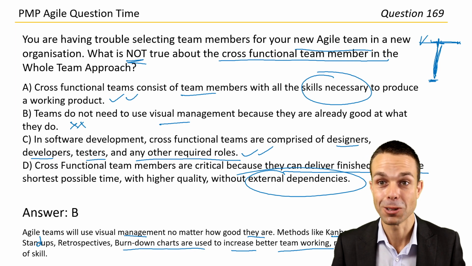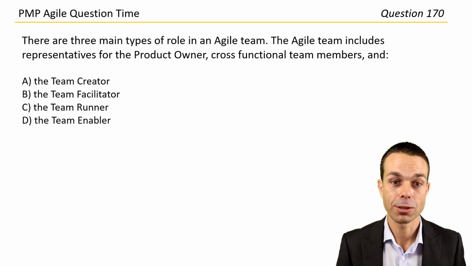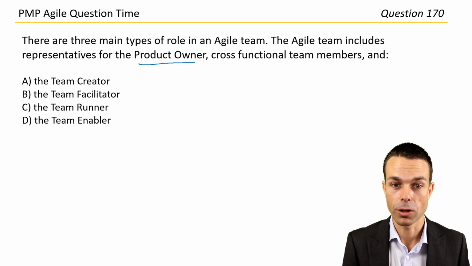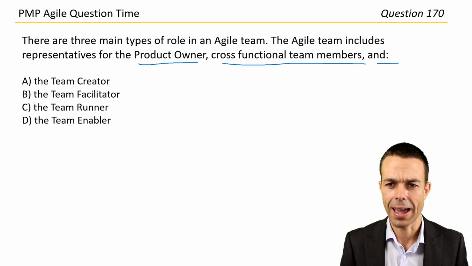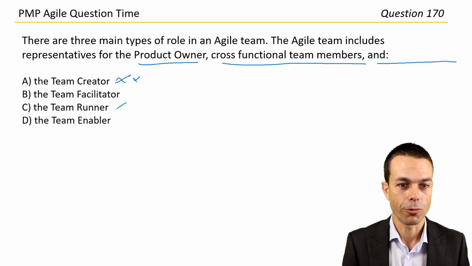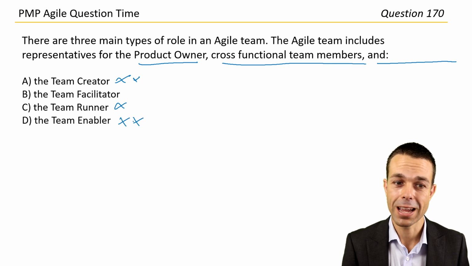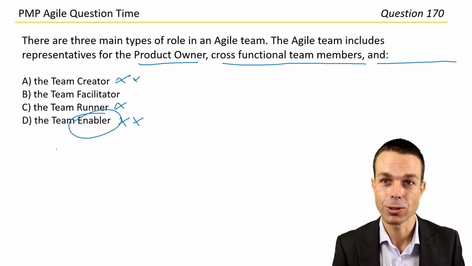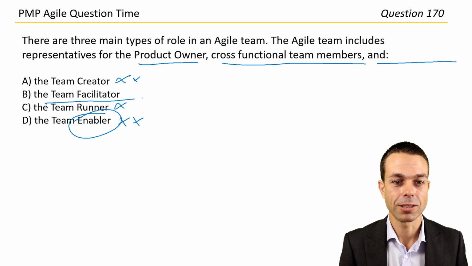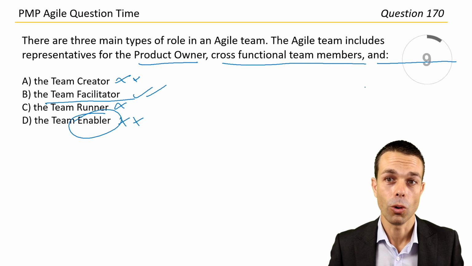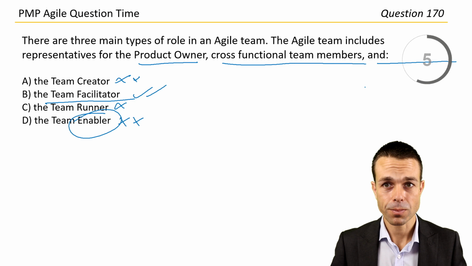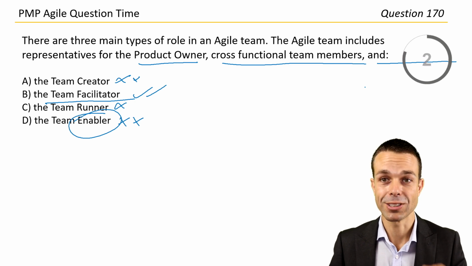Let's get into the next one. We're doing great. There are 3 main types of role in an Agile team. The team includes representatives for the product owner, cross-functional team members, and the team, not creator, not runner, not necessarily enabler, although that's part of what their role is. We're removing blockers. That sort of enables the team, but mostly the team facilitator or Agile coach or Scrum Master or Agile project manager or anything that you want to call them. They facilitate problem solving and discussion within the team.